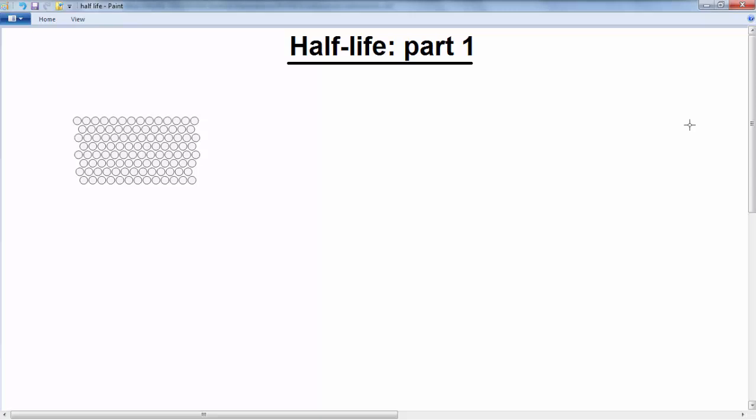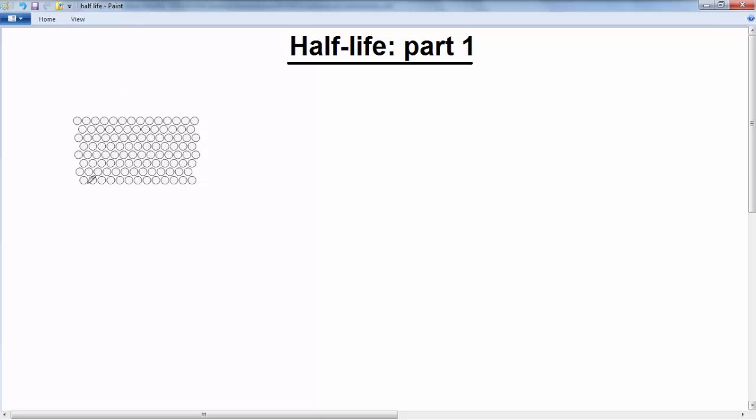In this lesson and the next lesson we're going to look at the half-life of radioactive materials. To do that, we're going to take a sample of a radioactive isotope. Now, if you'll permit me, this is just an imaginary sample, and I'm going to use this to construct a pictogram to try and help you see what happens during radioactive decay.